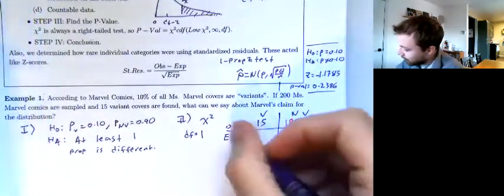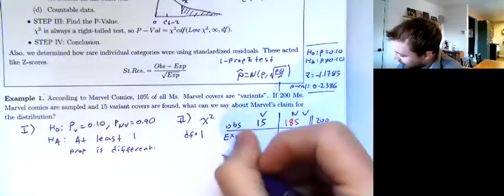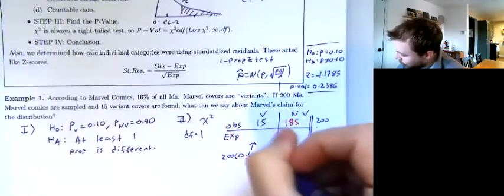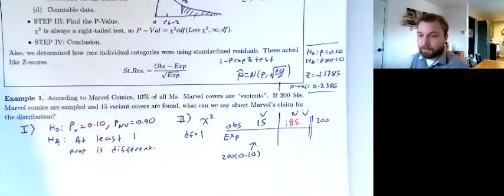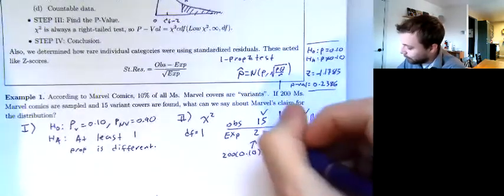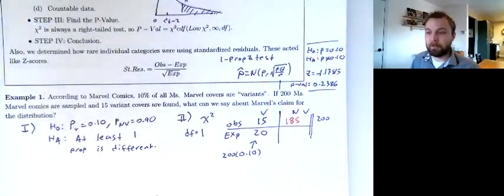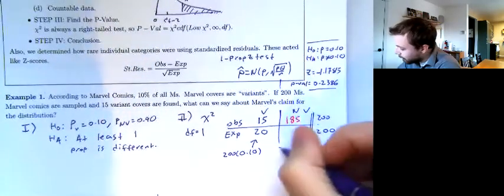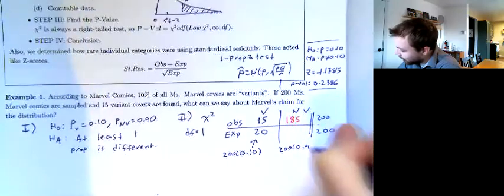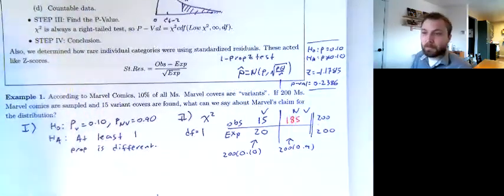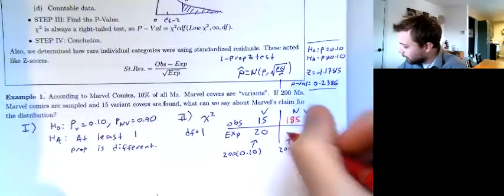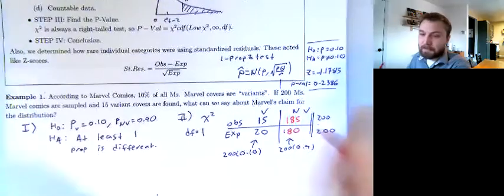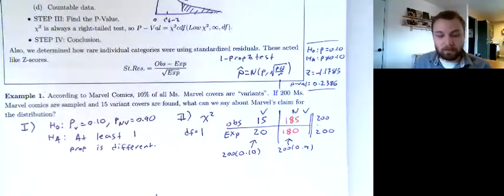Likewise, if I wanted to figure out the expected number, well, I was expecting 10% of the 200 to be variants based off of the claim for Marvel. So I really should have gotten about 20. Looks like I'm off by about 5 for that category. This is still out of 200. I could do 200 times 0.9 here to figure out this other value. But just a quick note, I could do subtraction as well, because 200 take away 20 leaves me with 180. And that's exactly the same thing that I would get if I did 200 times 0.9.